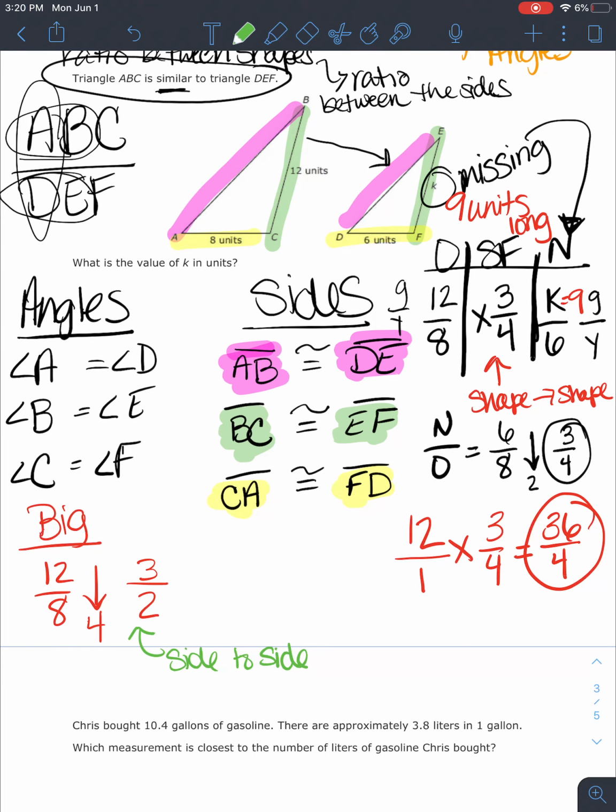Okay, so if these are truly corresponding, similar figures, then that ratio that I just got right there will be the same one in the small shape when I compare the green to the yellow. So we now know in the small shape that the green side is 9 and the yellow side is 6. And I can simplify this by what? 3. So 9 divided by 3 is 3. 6 divided by 3 is 2.